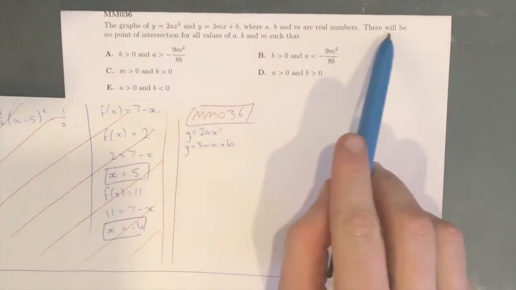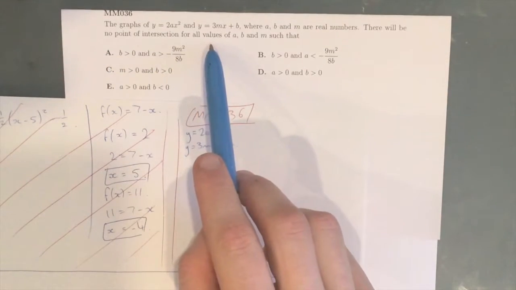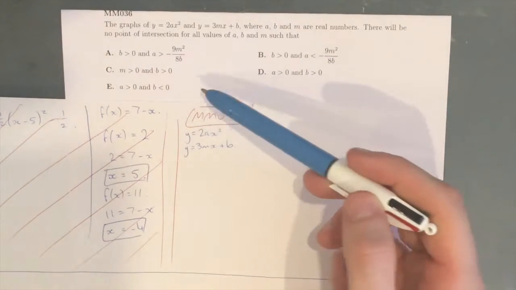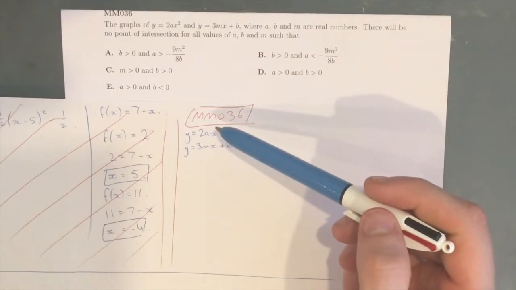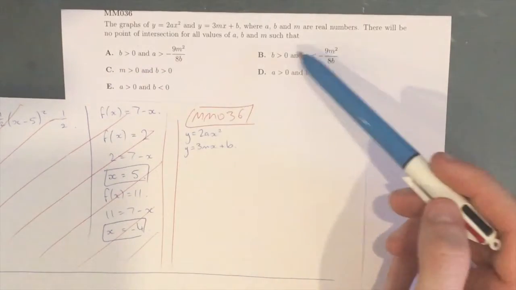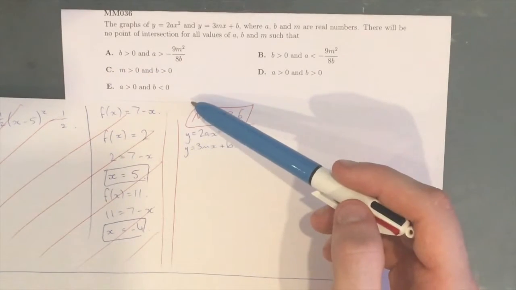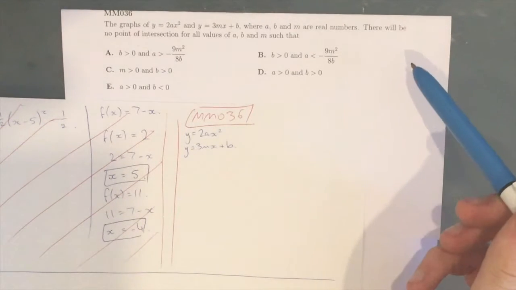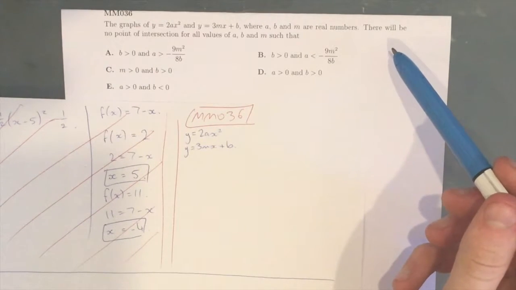And we want to find out there will be no points of intersection for all values of a, b, and m such that... So we've got a bunch of terms here, and restrictions on those terms as well. So this may be a little confusing if you haven't seen a question like this before. But essentially, we need to find the points of intersection.